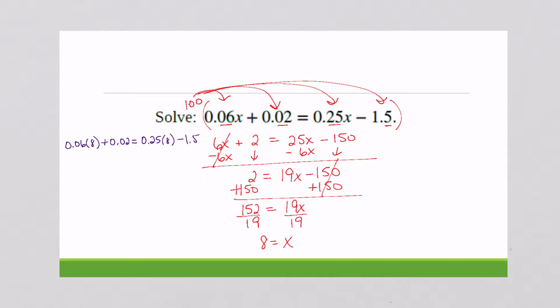So on my calculator, I'm just going to do this whole thing just to verify. So I'm typing in 0.06 times 8 plus 0.02. And I get 0.5. So on the other side, I'm going to type in 0.25 times 8 minus 1.5, and I get 0.5. And so I know that this is the correct answer.